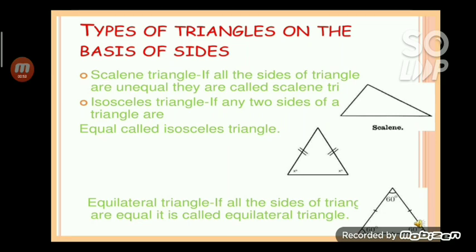Types of triangle on the basis of sides. Here are three triangles: scalene, isosceles, and equilateral triangle. What is a scalene triangle? If all the sides of a triangle are unequal, it is called a scalene triangle. What is an isosceles triangle? If any two sides of a triangle are equal, then that triangle is called an isosceles triangle. And the third one, equilateral triangle. If all the sides of a triangle are equal, it is called an equilateral triangle.